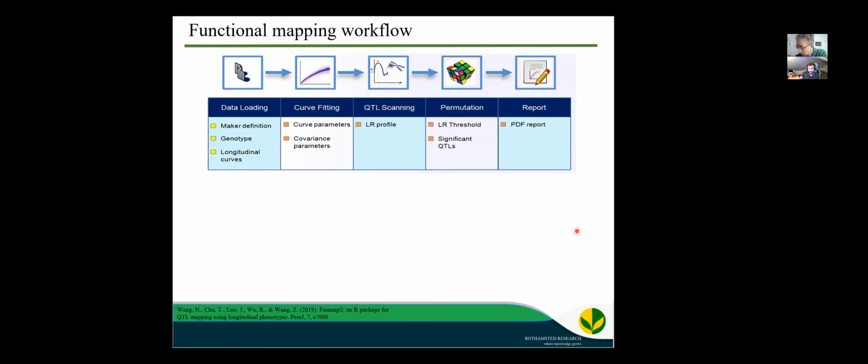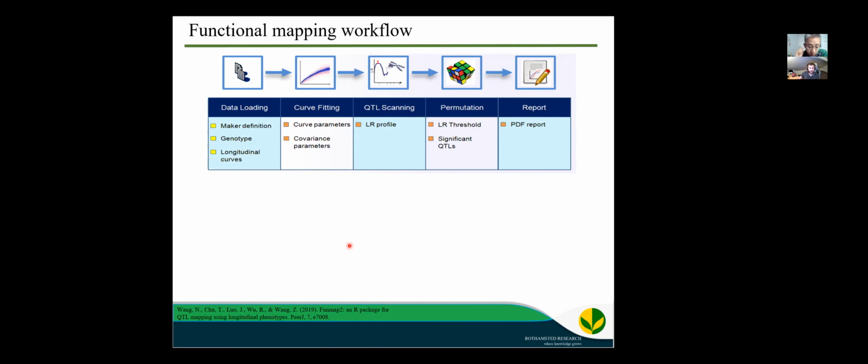And what's the workflow? The workflow that he developed, and they recently implemented this in FunMap2, it's an R package for QTL mapping. He also has a new one for functional GWAS. His group also published on this, because if you think of QTL, you can also apply it to GWAS. It's the same philosophy, I would say.